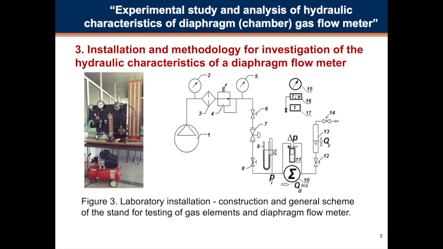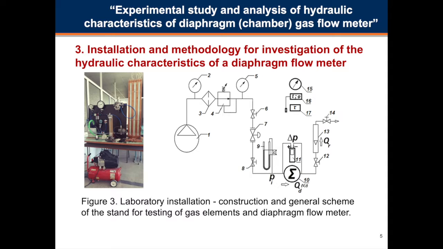By the pressure reducing valve 7, the required working pressure in the system for the tested diaphragm flow meter is adjusted. During the study, the two important hydrodynamic parameters were measured and calculated: the volumetric air flow rate Q and the pressure drop delta P with a differential pressure gauge 11.